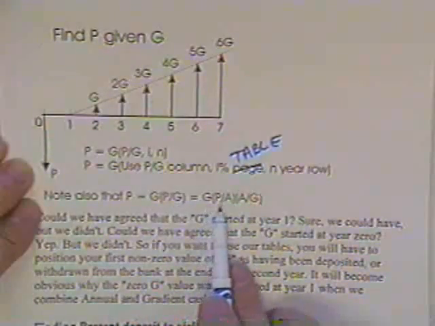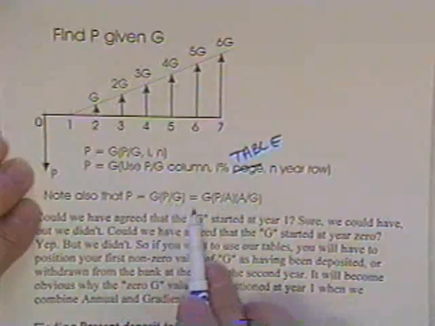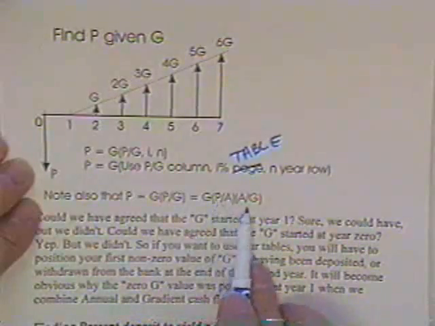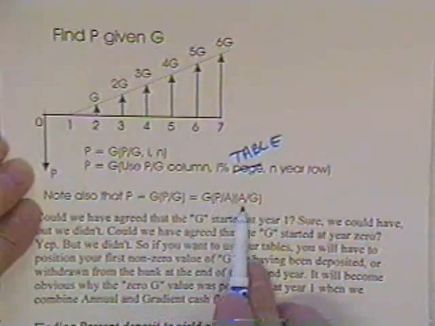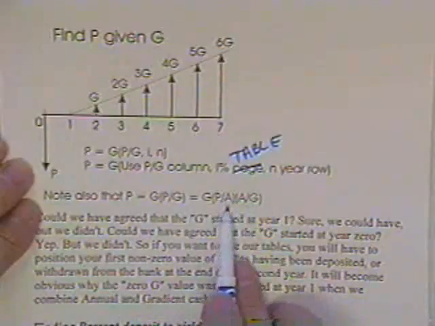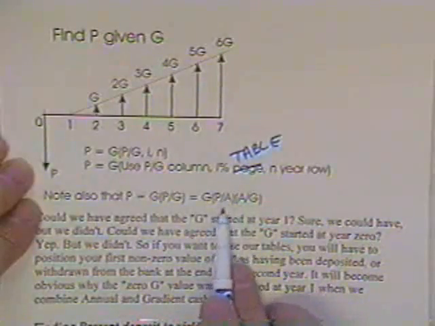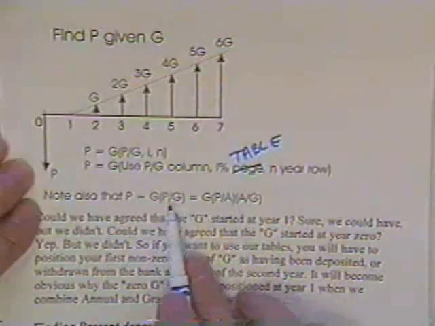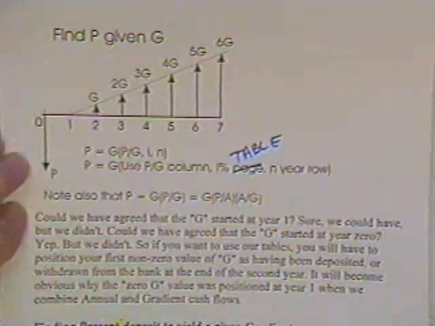All you got to do is look around till you find a couple of things that'll give you P over G. You have a P over A, that gives you the P you need in the top. You have an A over G, that would give you the G in the bottom. The A cancels the A, so if you multiply this factor in the table times this factor in the table, you'll get the factor you want, P over G.